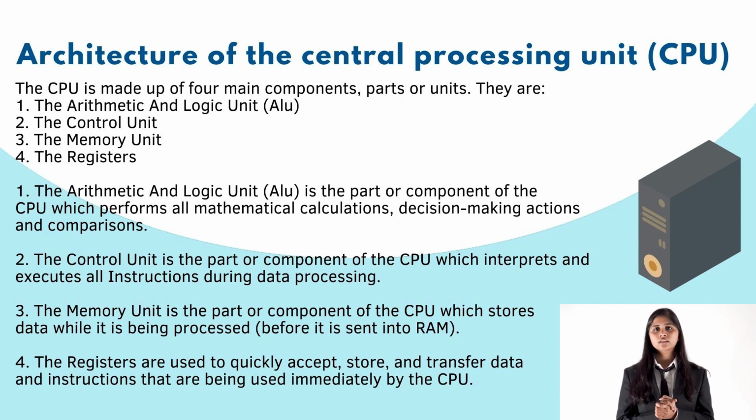Whatever calculations we want to do, it just comes under the arithmetic and logic unit. Secondly, the control unit. It is the part of a CPU which interacts and executes all the instructions during the data processing. Third, we have the memory unit, which just stores the data while it is being processed. So every data we want to store is just stored under the memory unit.